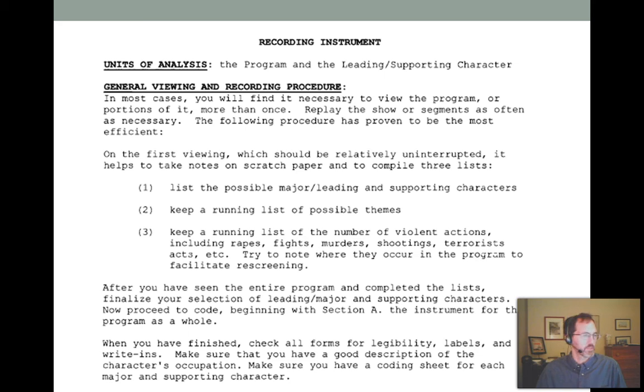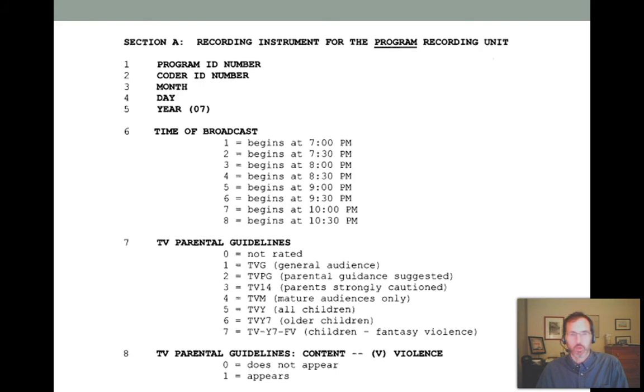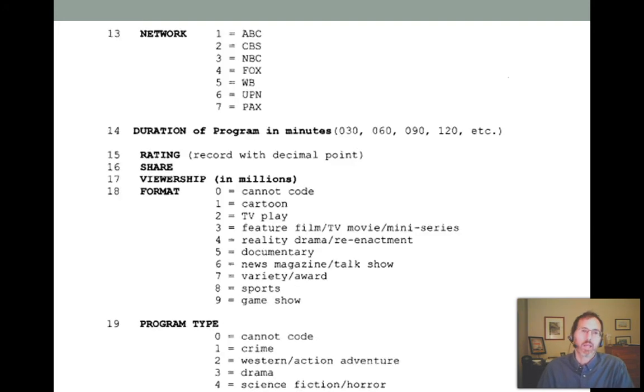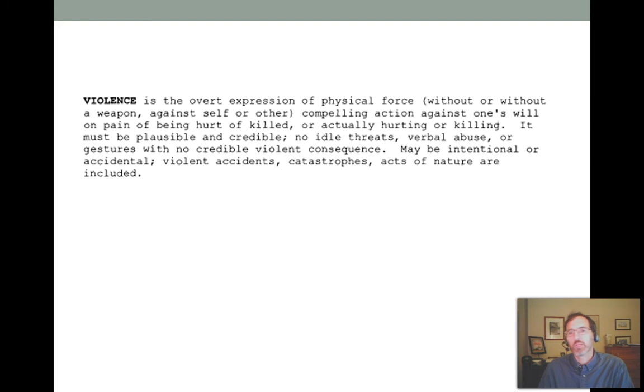And I participated in this project many years ago. I would read through the coding sheet, I would watch an hour of television, then I'd try to code for what I'd seen. And I'd often have to then go back and watch some more of the show in order to answer questions. So here's some of the questions. It begins with just when was the show broadcast, was it rated, what were the parental guidelines. Then it asked which network it was on, etc., what kind of show it was, a crime, a western, a drama. And it asked me to determine whether the TV show included violence.